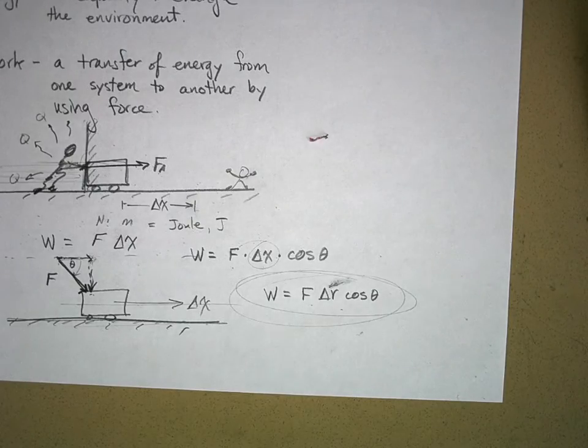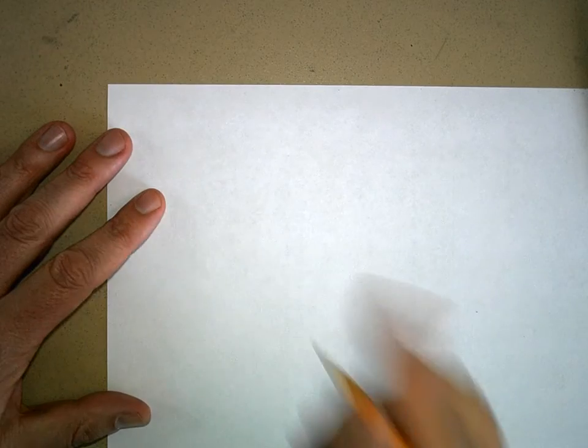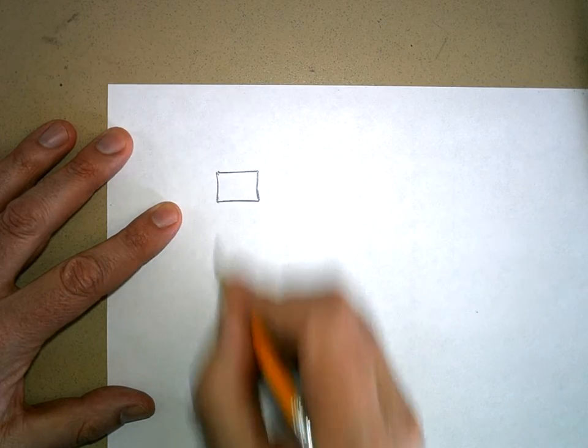Now, it is possible to do negative work. Let's talk about the difference between negative work and positive work. Let's take a look at a situation like this. I've got a crate. We physicists love crates. You know what I want for Christmas? I want a big crate.